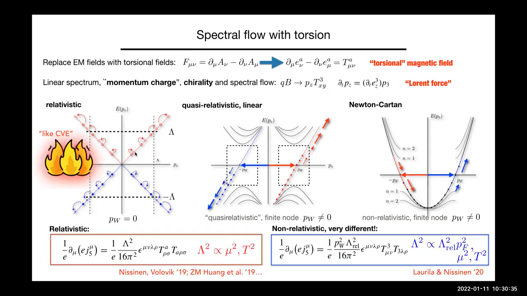And I can also apply this at finite chemical potential and temperature, and then I can see that this dimensionful scale, which used to be momentum, now is played either by the chemical potential or the temperature. And now I should say that this chemical potential is counted from the node. It's not the chemical potential which is coming from this finite Fermi momentum.